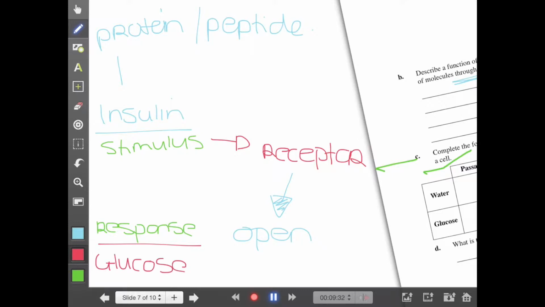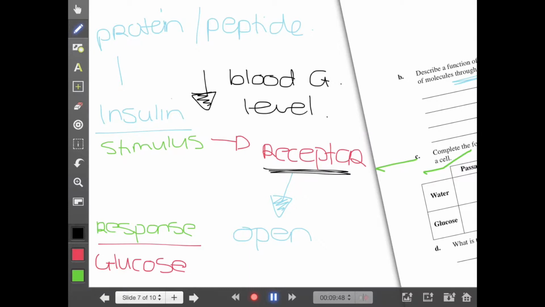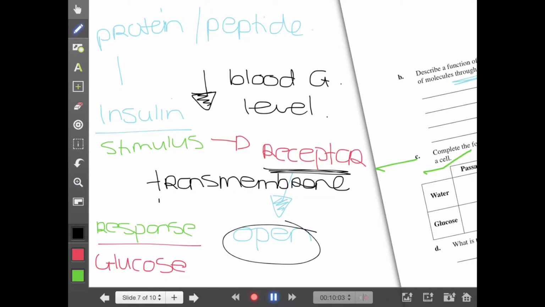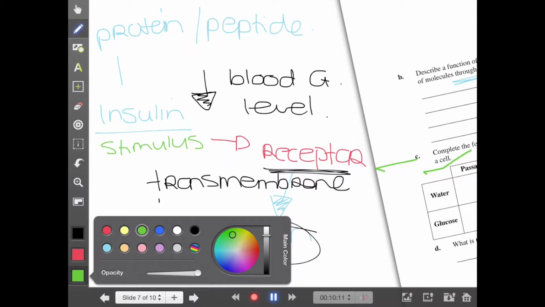Because remember, the whole role of insulin is to lower blood glucose level. Okay, and the way that it does that is it binds with this receptor that's a transmembrane receptor, which are usually found on skeletal muscles. And then that binds with the receptor, which causes it to open, and the response is that glucose can then move freely into the cell via facilitated diffusion.